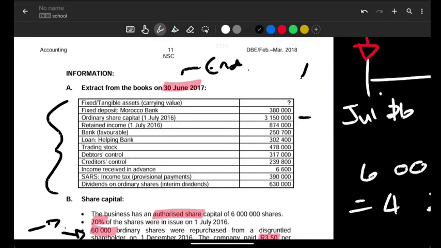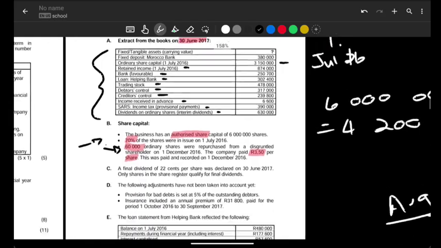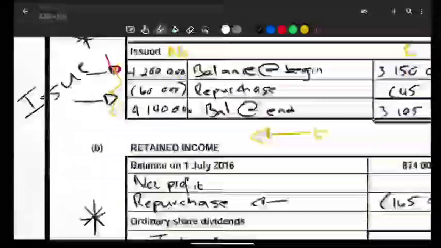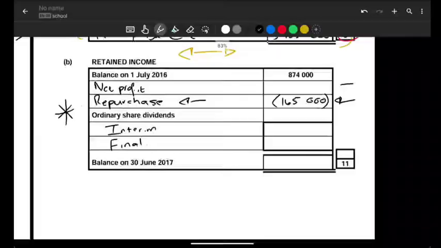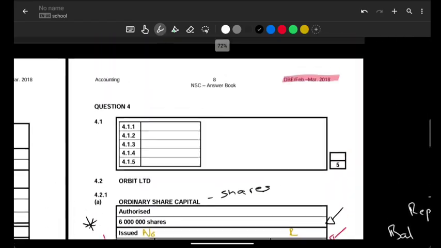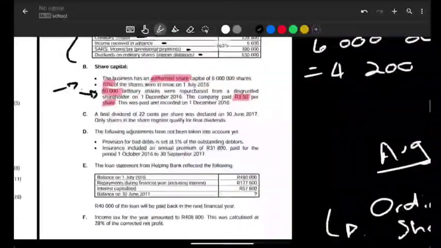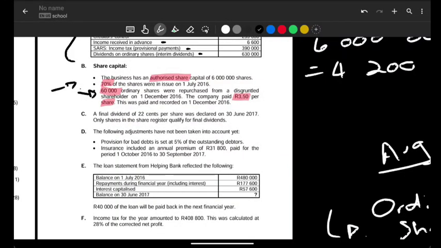Then net profit, let's go to this, the balances here on the extract. So we have retained income at the beginning. They've given us bank, loan, trading stock, debtors, creditors, income received in advance, sales income tax, and dividends on ordinary shares, interim dividends. So we need that also. That 630 rand of ordinary share dividends, 630 there. So what else can they tell us here? Only final dividend of 22 cents per share was declared on 30 June 2017.